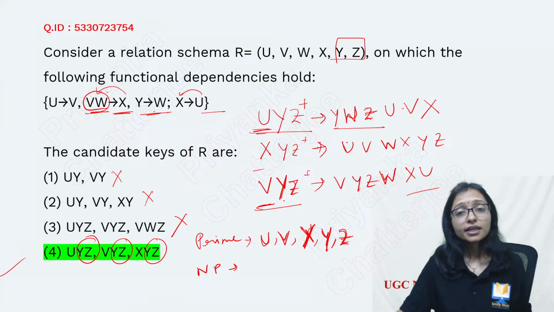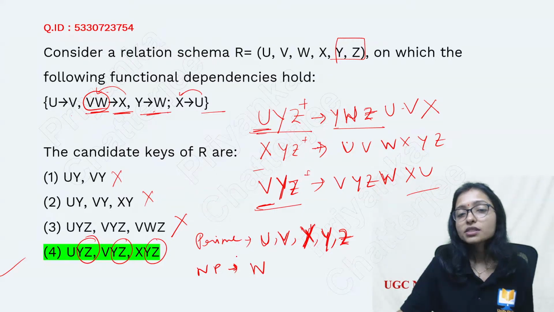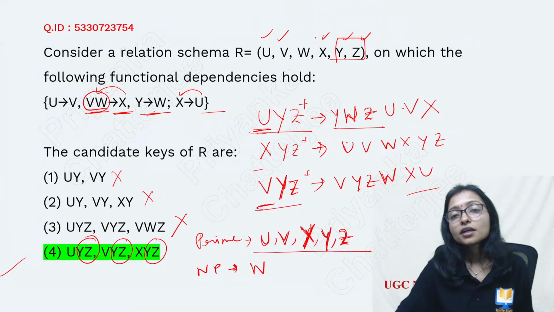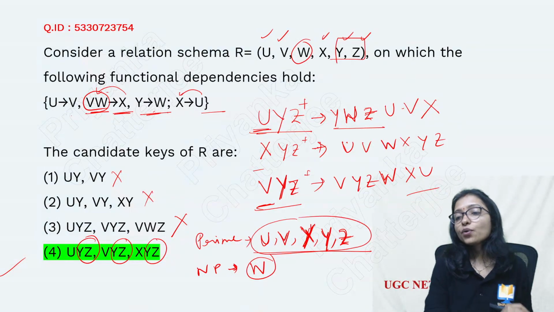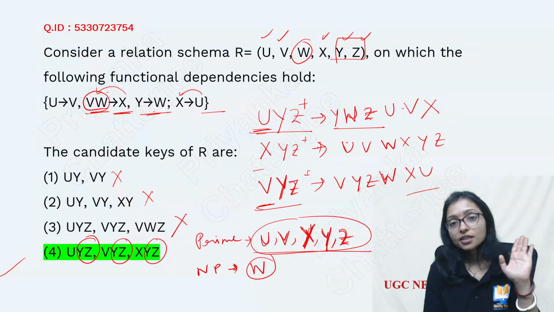Which one is not then? Only non-prime attribute is W. Only W is the non-prime attribute. U, V, X, Y, Z, these all are prime. W is non-prime here. This is the way you have to find out prime and non-prime. This is the first step.